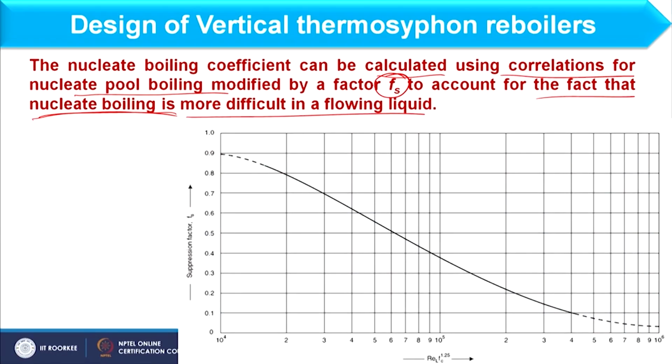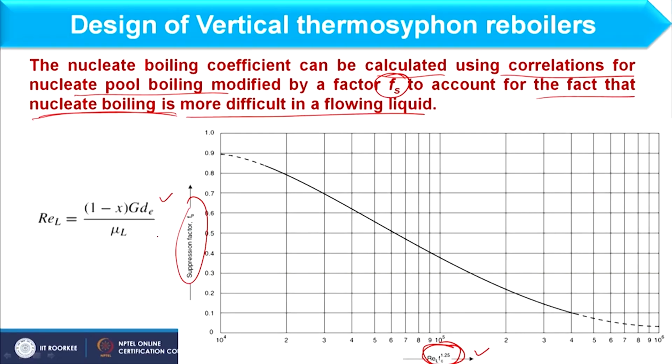And here we have this graph to find out Fs, which is basically the suppression factor, and it can be obtained corresponding to REL times FC power 1.25, as you can see on the x axis, right. So, first of all we will consider what REL is. REL is basically (1 minus x) G d_e by mu_L.